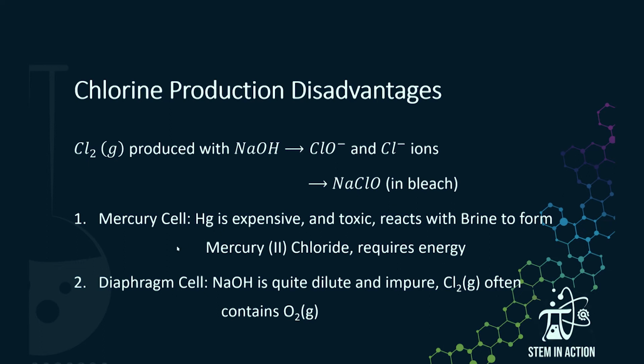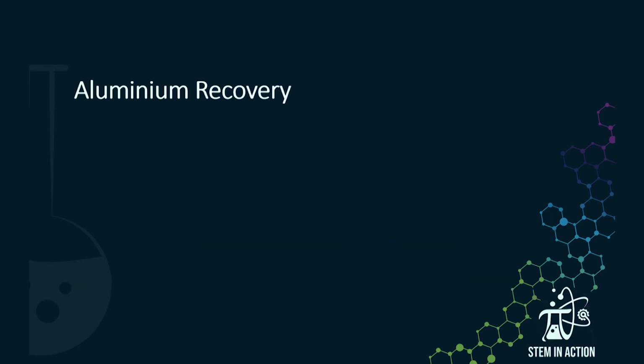So if we look at the mercury cell, a very obvious disadvantage of the mercury cell is that mercury is expensive. And as much as it is expensive, mercury is also toxic. And it reacts with brine to form mercury(II) chloride. Also, the mercury cell requires a large amount of energy. In the diaphragm cell, the sodium hydroxide which gets formed is quite dilute and impure, and the chlorine often contains oxygen in its production. So these are just some of the disadvantages that are experienced in the chlorine industry.